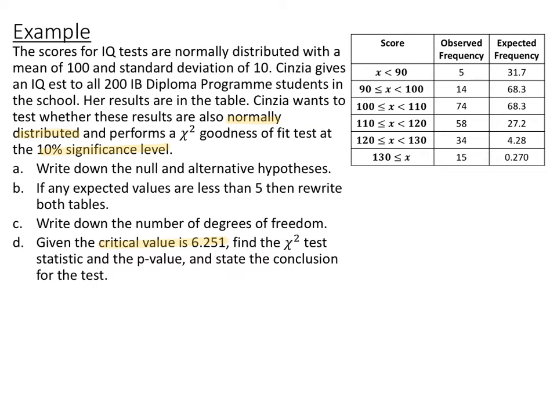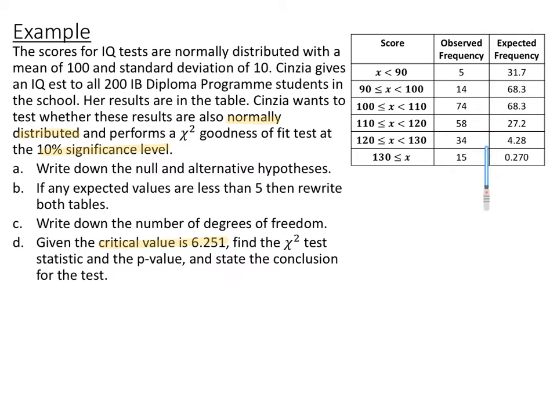So scores for an IQ test are normally distributed with a mean of 100 and a standard deviation of 10. Next chapter, we're going to be talking about normal distributions and how to find them and how to calculate them and all of that. So Cynthia gives an IQ test to all 200 IB diploma program students at our school, and the results are given.